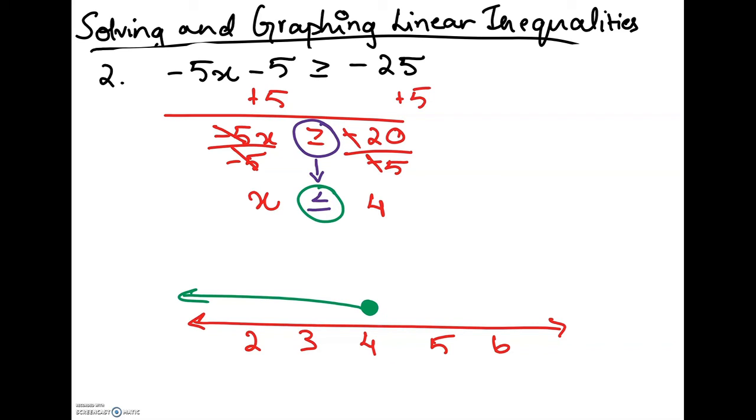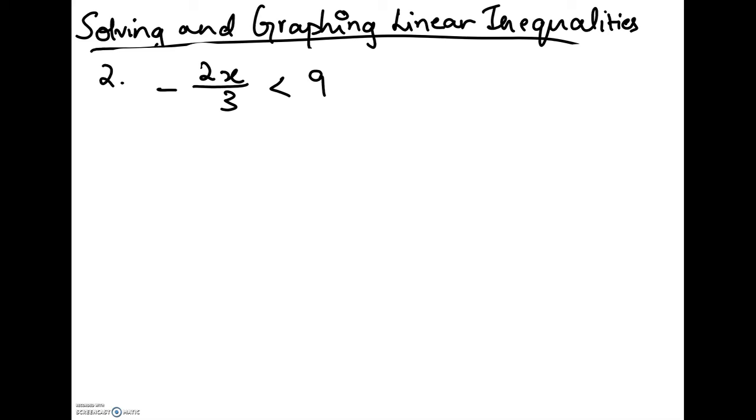So let's do another example. Okay, so this is our next example. We have a negative 2x over 3 is less than 9. So let's do this step by step. As you can see, we only have one term, negative 2x over 3, and one term on the right, so it's 9.